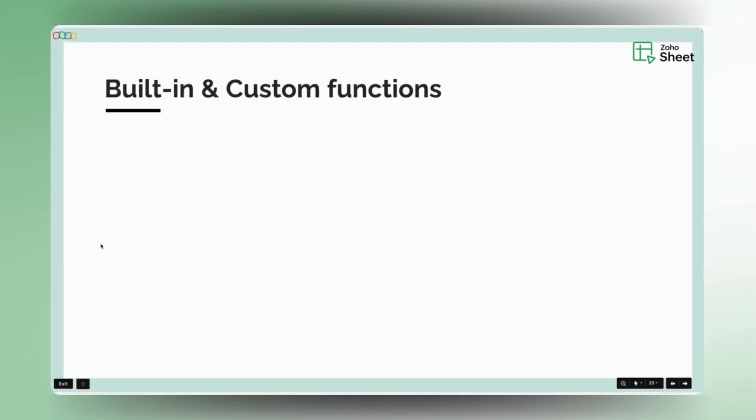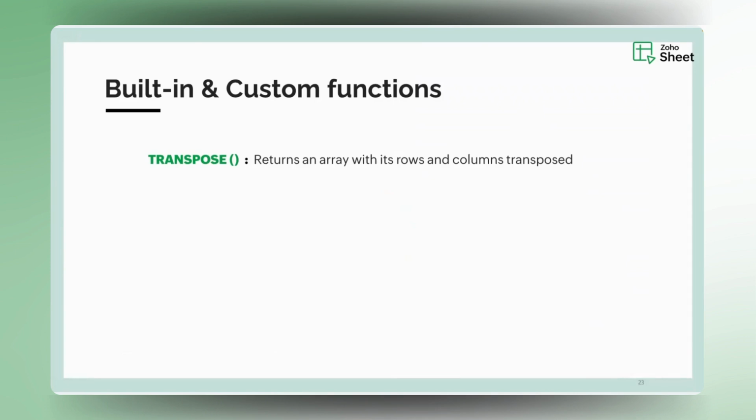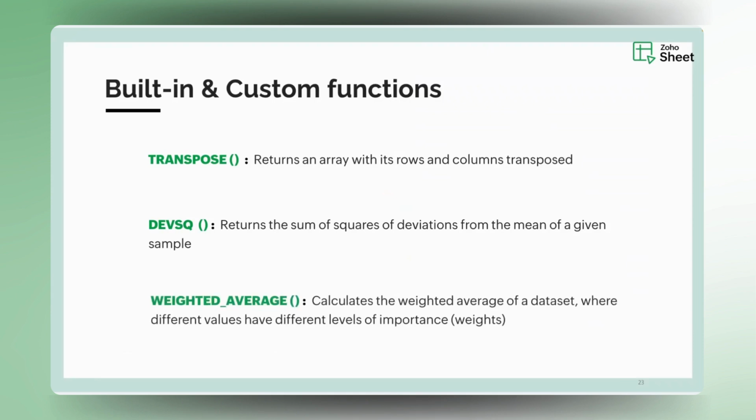Absolutely, Rohit. Data analysts can leverage several powerful functions in Zoho Sheet to help with these tasks. Here are a few key ones, starting with the transpose function, which returns an array with its rows and columns transposed, allowing analysts to rearrange data for different perspectives. And the DEVSQ function, which calculates the sum of squares of deviations from the mean of a sample, which is useful for statistical analysis. And next up, the weighted average function, which calculates the weighted average of a dataset where different values have different levels of importance, which are in turn called weights. This is especially useful when analyzing data points with varying significance. Rohit, over to you to demonstrate how to use some of these functions.